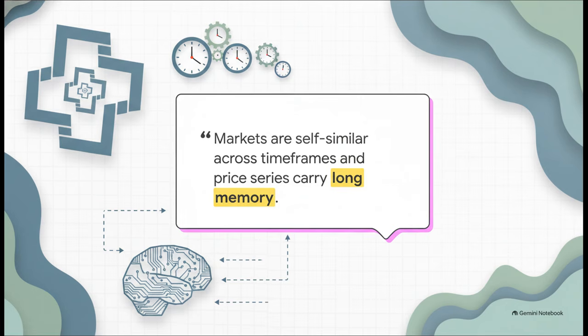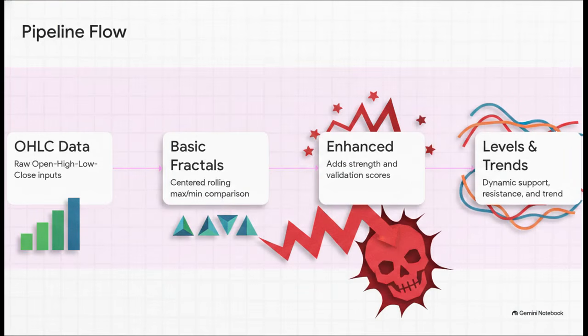This sheer consistency makes it a brilliant tool for machine learning feature generation because it allows your models to process turning points identically, completely regardless of the time resolution you're looking at. So if we map out the procedural flow of the entire Python pipeline we're auditing today, it looks like this. It starts with raw open-high-low-close data in step 1. Then, step 2 spots those basic 5-bar fractals we just talked about. Step 3 enhances them with strength and validity scores. And finally, step 4 calculates dynamic support, resistance, and trend lines. It's a beautifully structured pipeline.